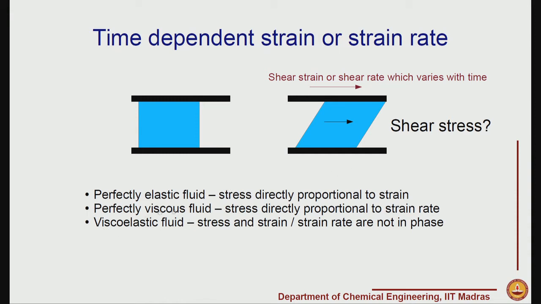If we look at perfectly viscous fluid, then stress is directly proportional to strain rate, and since strain rate and strain are out of phase, stress will be out of phase with respect to strain. And of course, in viscoelastic fluid, stress and strain or strain rate will not be in phase, nor will they be completely out of phase. So, there will be a phase which is neither 0 nor 90, and in fact it will be an indicator of the relative contributions of elasticity and viscous nature in these fluids.